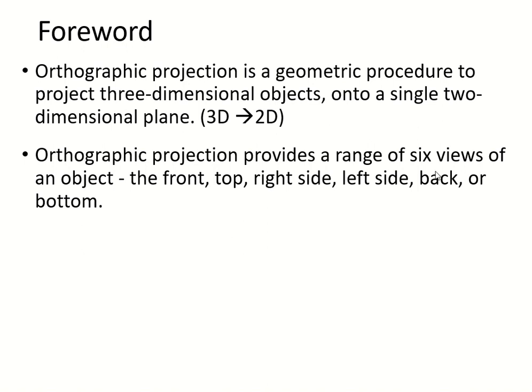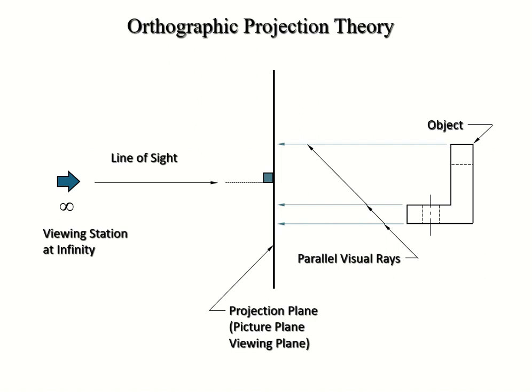And here we have 6 views of an object. We look at the object from the front, top, right and left side, back, and bottom. This is the orthographic projection theory diagram, so you can see it very clearly.